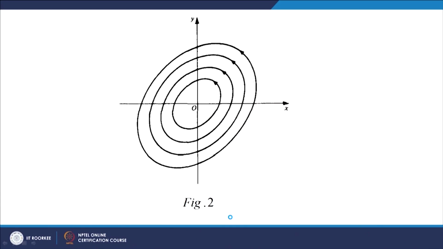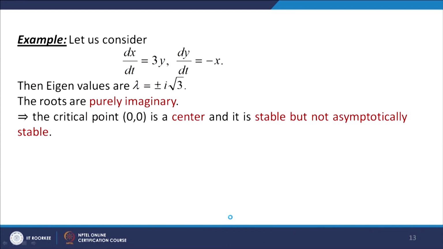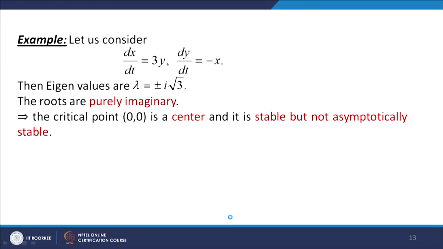So, here we have a node, but we have an unstable node. So, in this situation we have a center, but it is stable but not asymptotically stable. So, we have this situation.